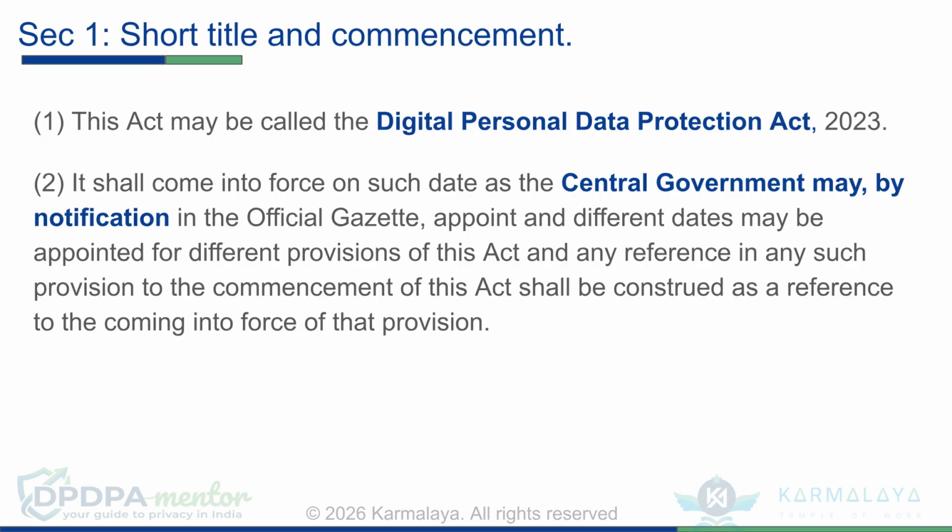Section 1 establishes the short title and commencement of the Act. Subsection 1 says it's officially called the Digital Personal Data Protection Act, 2023. As per subsection 2, the central government, by notification in the Official Gazette, will appoint the date or different dates for the different provisions to come into force.